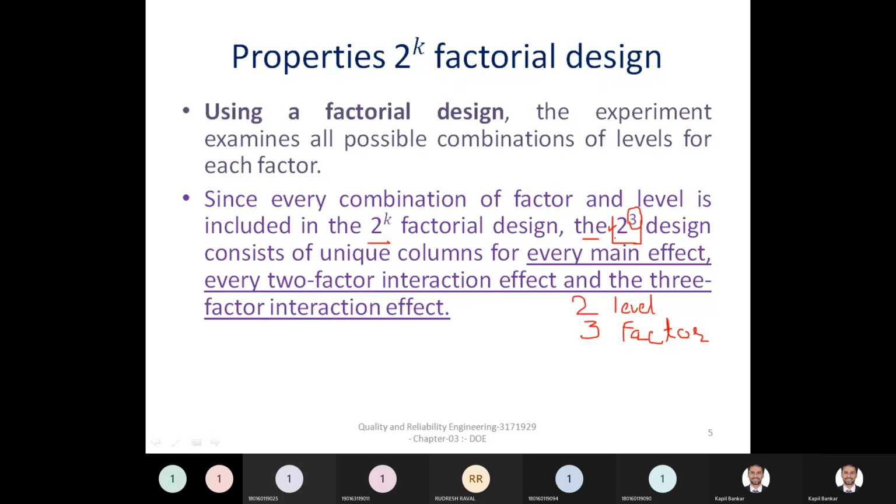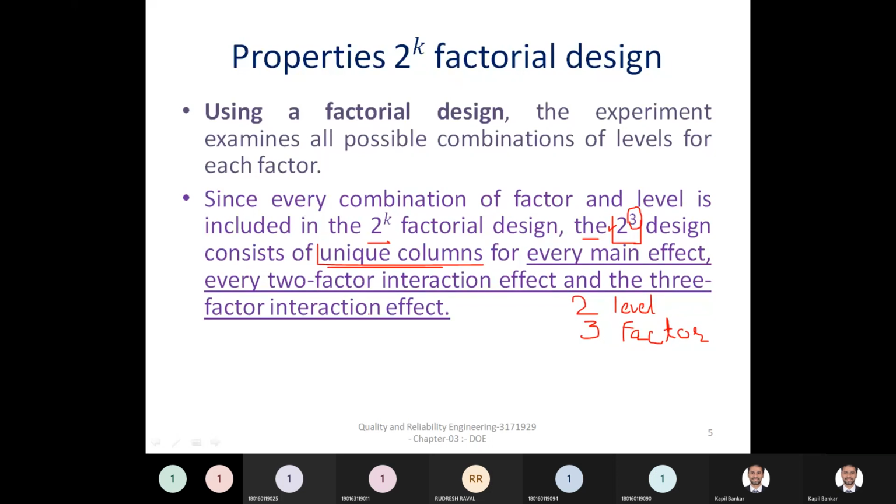Okay, that is 2 raised to 3. The design consists of a unique column for every main effect, every 2-factor interaction effect, and 3-factor interaction effect. This means each column in this design is unique.